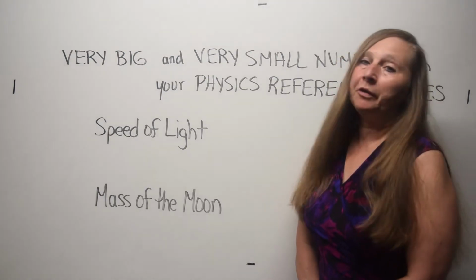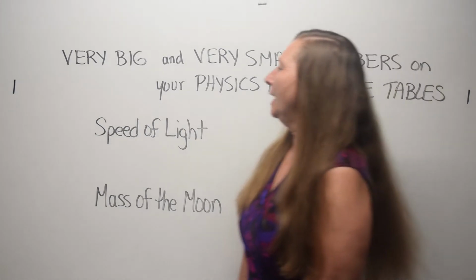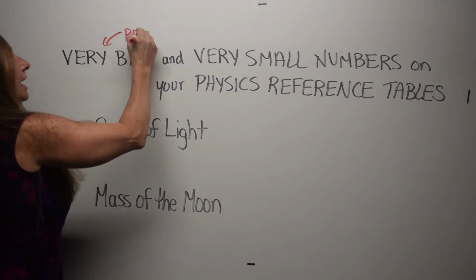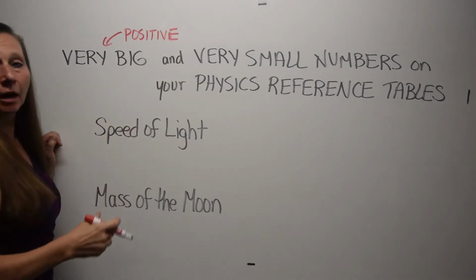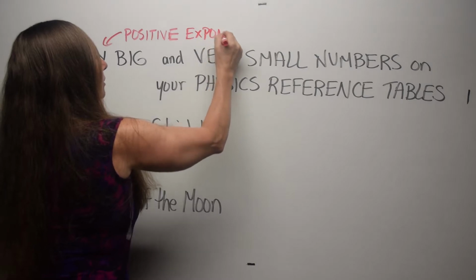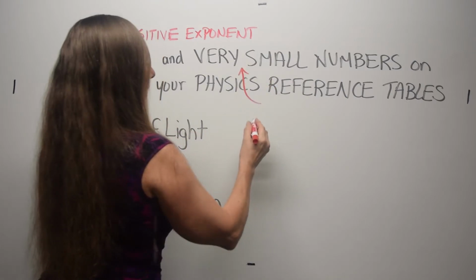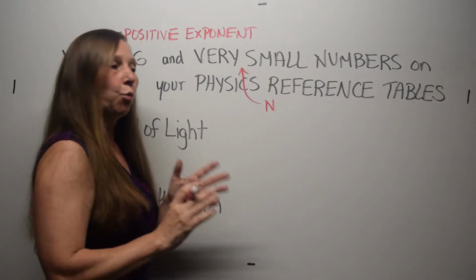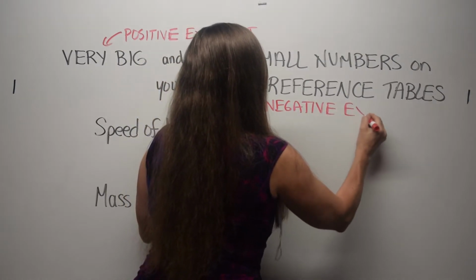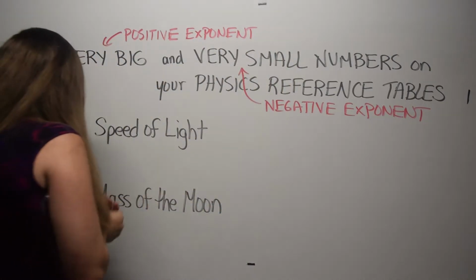Now let's look for some very big numbers and some very small numbers on your physics reference tables. Very big numbers are recognized by their positive exponent. A very big number, a number 1 or greater, is going to have a positive exponent. And a very small number, a number less than 1, is going to have a negative exponent.